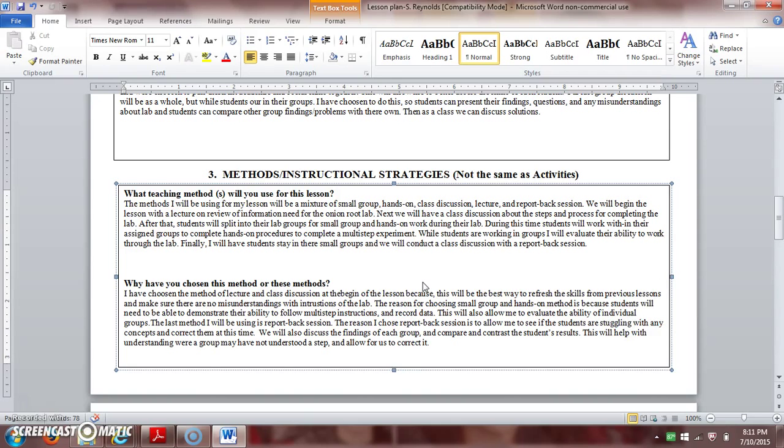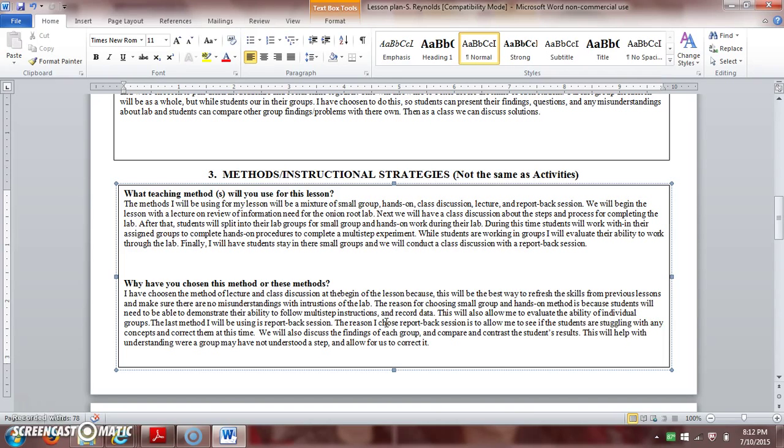And the reason for choosing to begin with the class discussion is because I want to refresh their skills from the previous lesson, and I also want to make sure there is no misunderstanding with the instructions of the lab. And then the reason for the small groups and the hands-on is so that the students will be able to demonstrate their ability to follow the multi-step instruction, and that's stated in the Common Core that they need to be able to precisely follow a complex multi-step experiment and record data. And this will also let me evaluate their individual groups and their ability to follow each step.